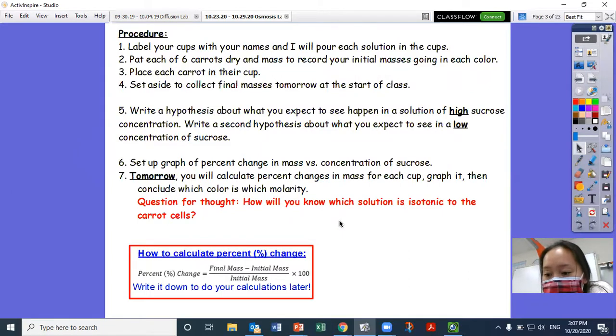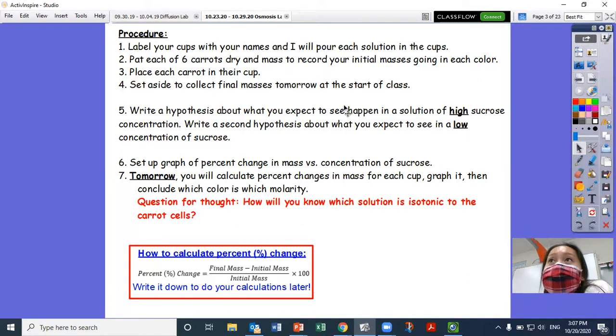And we want to record initial mass because we're going to be going over the percent change to decide which solution is which concentration. And then also we're going to be finding out what is the concentration of sucrose inside of carrots. Okay. After we record their initial masses, we're going to put each carrot in their cup, and then we're going to set them aside for 24 hours to wait for osmosis to occur.